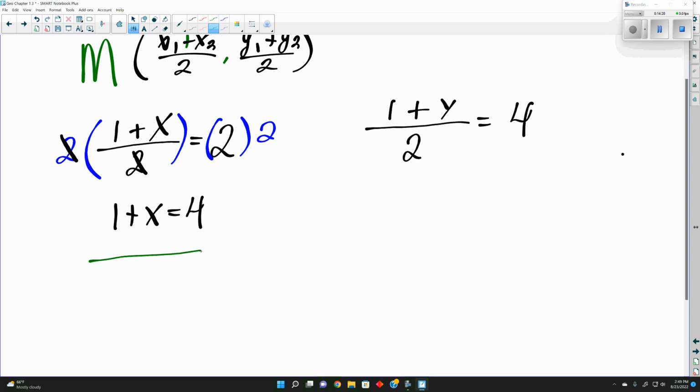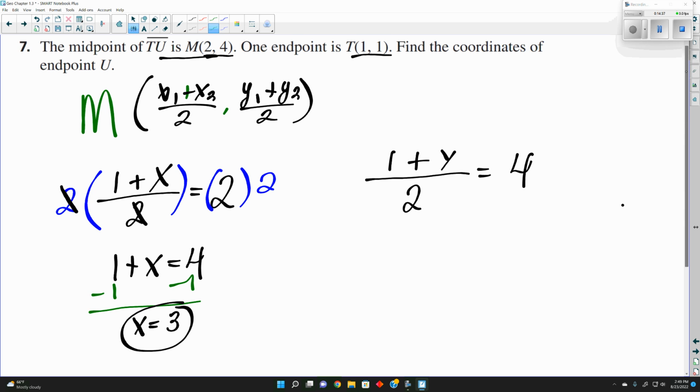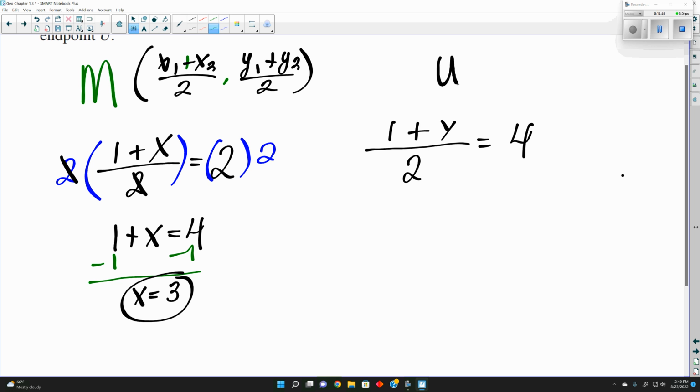Now we just need to get x by itself, so we can minus 1. We need to move the 1 from one side to the other. x is equal to 3. So the x value is 3. Now we just need the y value. So with this one here, what do we need to do first? Multiply both sides by 2.